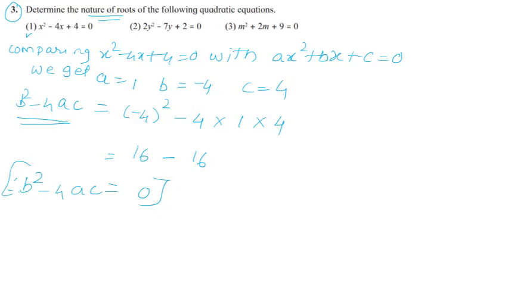And now we have to determine the nature of the roots. Just we have studied the three conditions, okay? When delta is equal to 0, then roots are equal and real, okay? Therefore, here roots are equal and real, okay? Understood? Same way, you try to solve the second and third example. Okay, now see the question number 4.